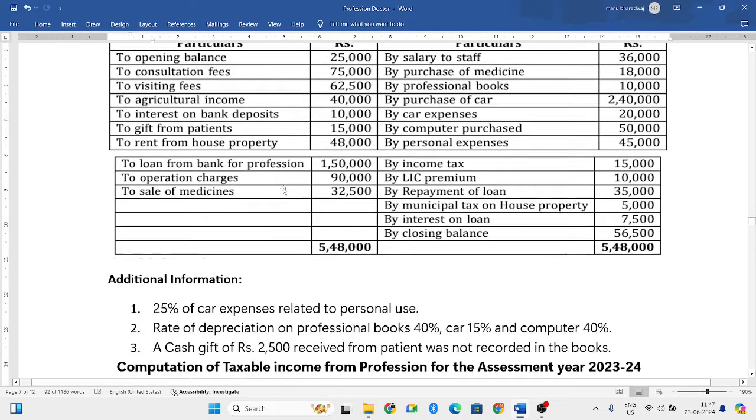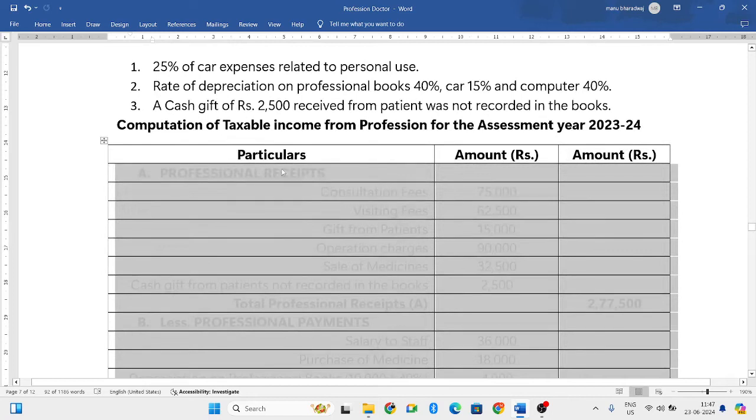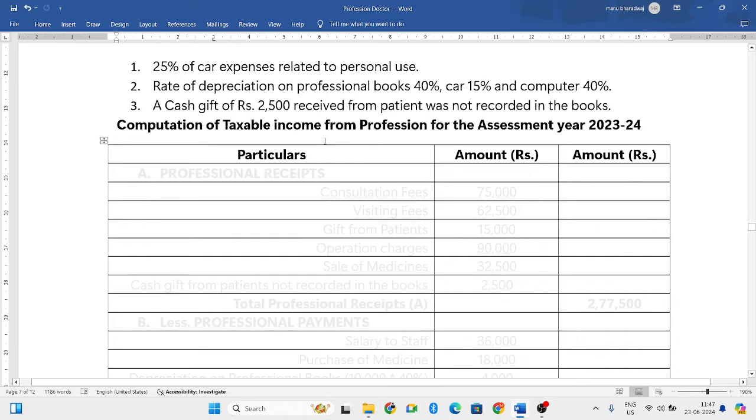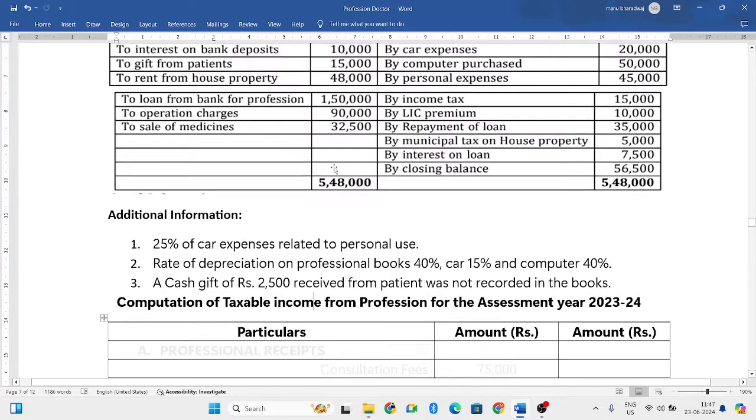So first write the format. Computation of taxable income from profession for the assessment year 23-24. Three columns you have to take. First one is particulars, second one is amount column, third one is amount column. First, always read the additional information.